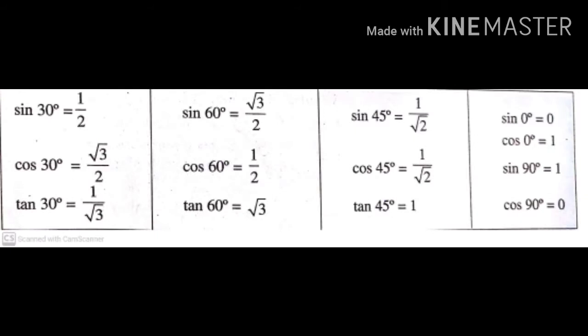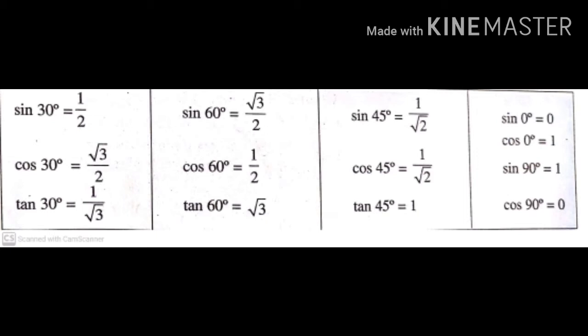Now we have one table given in the textbook, and we have also studied last year some important values which we are going to use in our questions. Sine theta, like theta here is the angle. We have 30 degree, 60 degree, 45 degree and 0 degree and 90 degree. So these all are the values between 0 to 90. You can check 0 and 90, then 30, 60 and 45. They are all in between 0 and 90 degree.